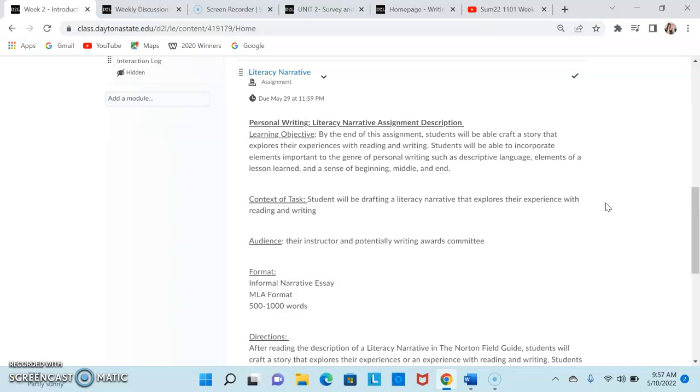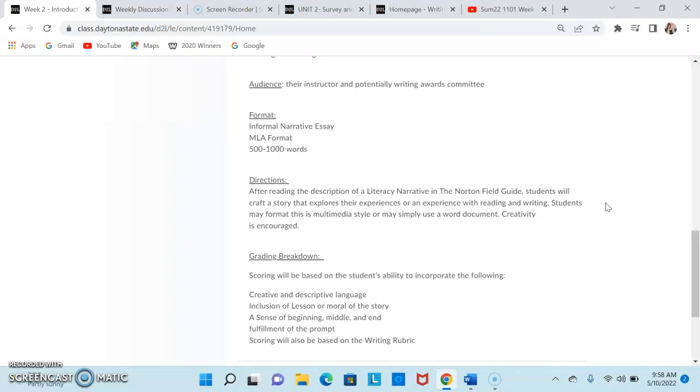So again, you are crafting a story that explores your experience with reading or writing. All right, so this is a personal writing genre, so use descriptive language, and use elements of a lesson learned. What lesson did you learn from this experience with reading and writing? And then it's a story, so there should be a sense of a beginning, middle, and end. Reading Amy Tan's piece and also the textbook reading from last week on literacy narrative will really, really help you with this.